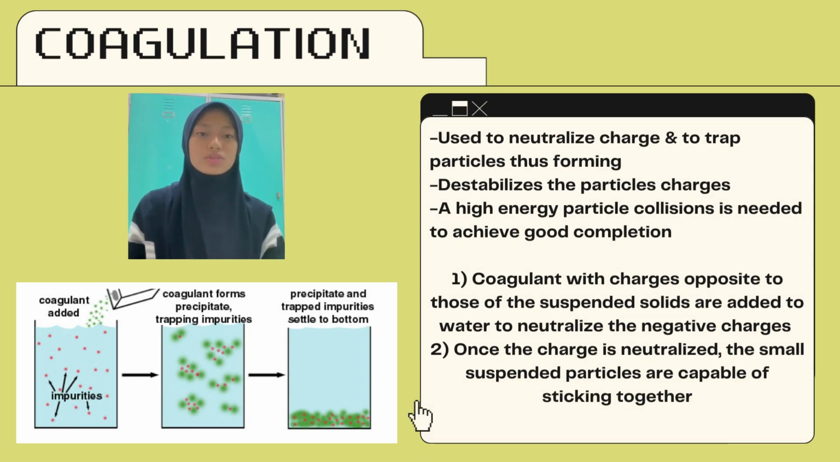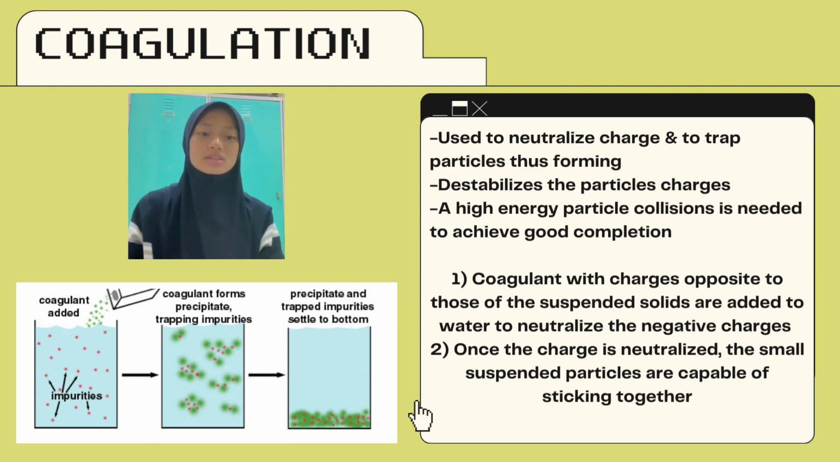Next, we move to the coagulation process. For this process, this company proposed a water treatment chemical to promote the coagulation effect of the chemical used at the plant. This process is used to neutralize charge and destabilize the particle charge. Coagulants with charge opposite to that of the suspended solids are added to the water to neutralize the negative charge on the non-settleable solids such as clay and organic substances.